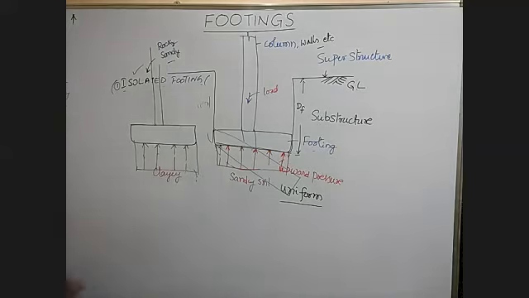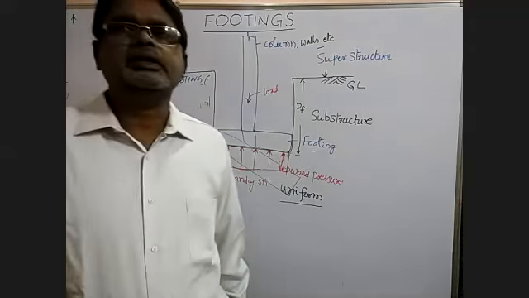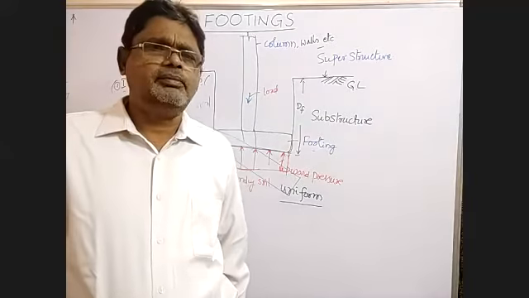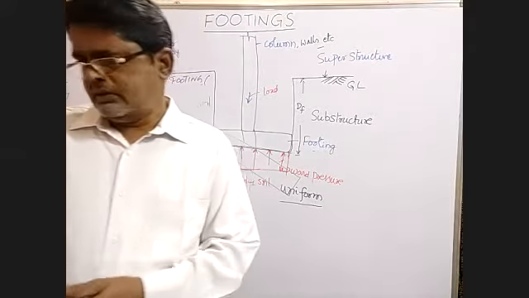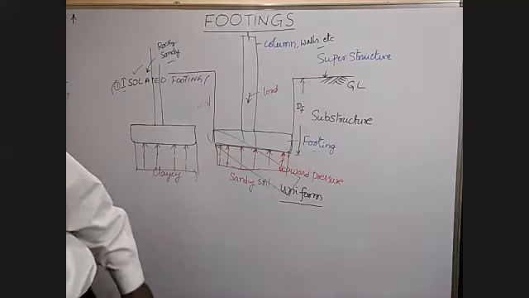Nowadays, in most cases, they construct isolated footings. If there is very close spacing between the columns or if the soil condition is different, then they go for combined footing and raft footing. Okay, so now we'll see the isolated footing.